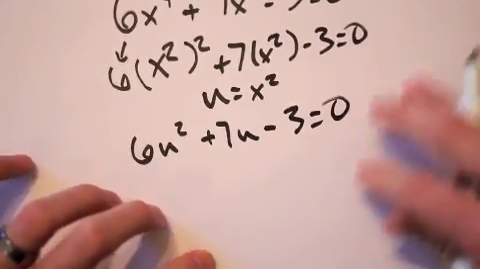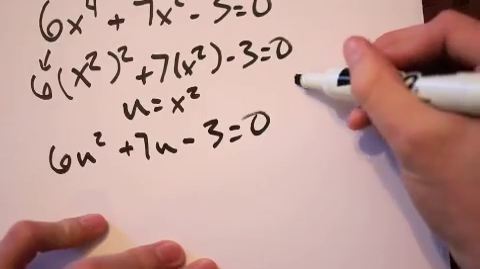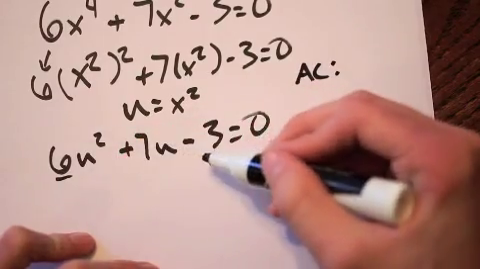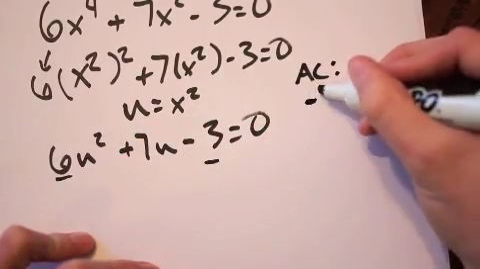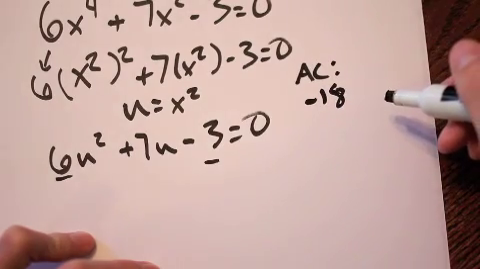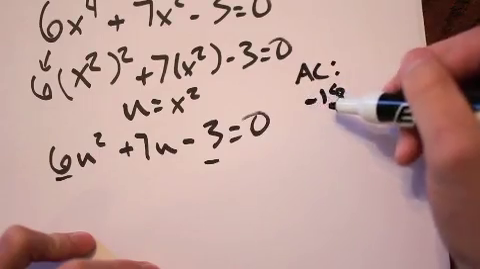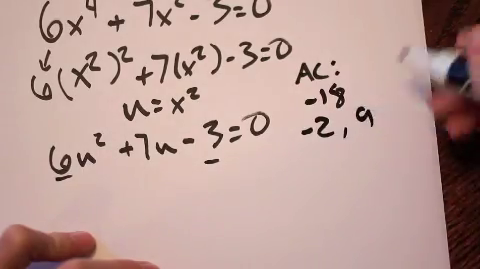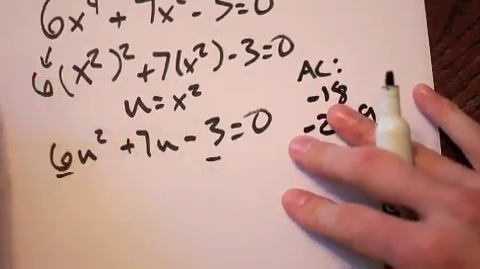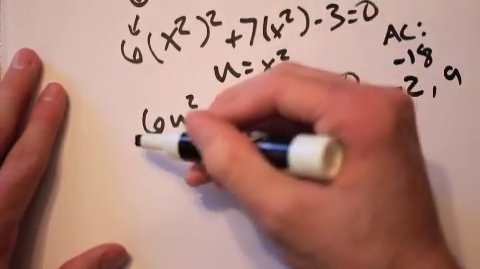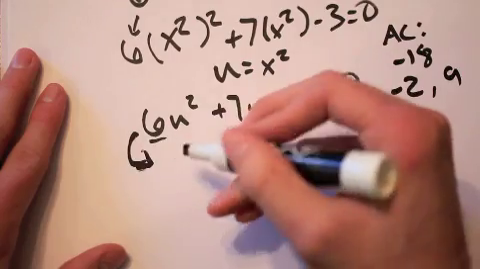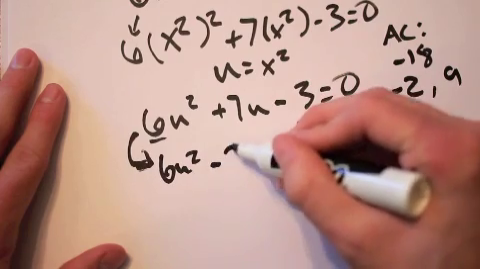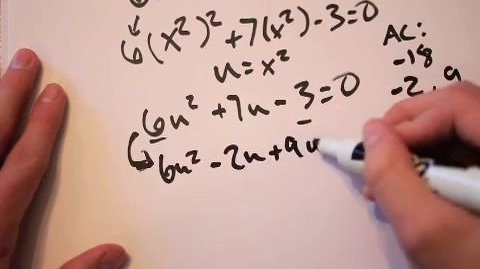Now here we can use the AC method to factor this equation. 6 times 3 will be negative 18. So factors of negative 18 that add up to 7: negative 2 and 9. And we move the paper. So now we rewrite our equation, replacing positive 7u with minus 2u and plus 9u.